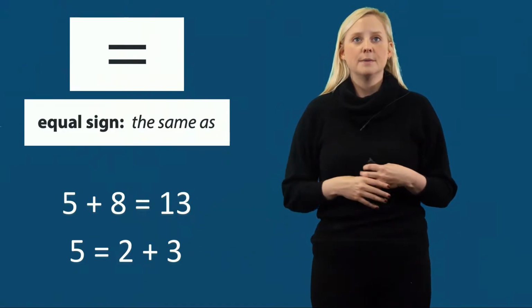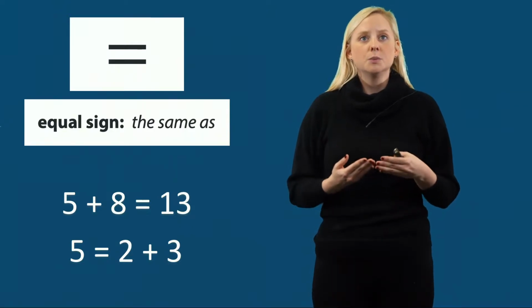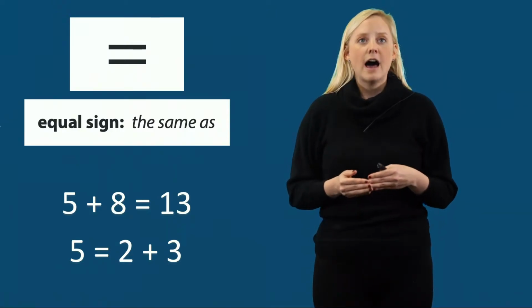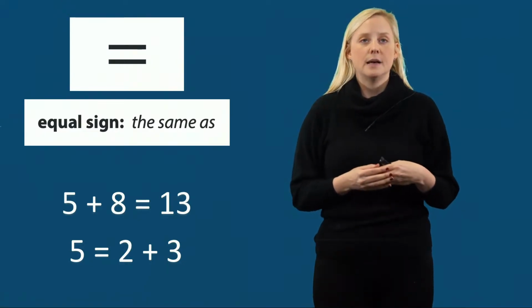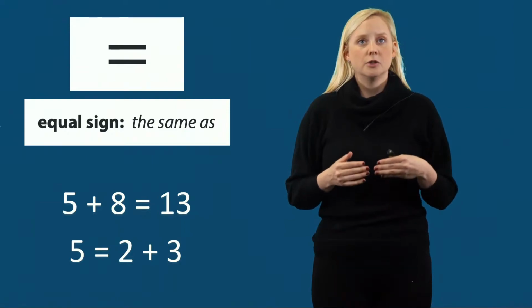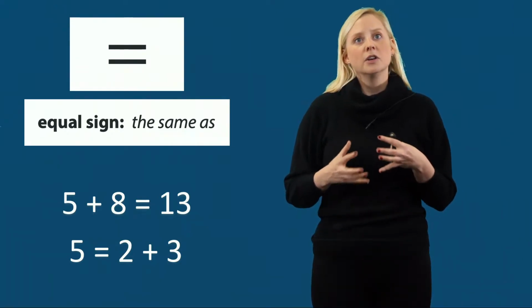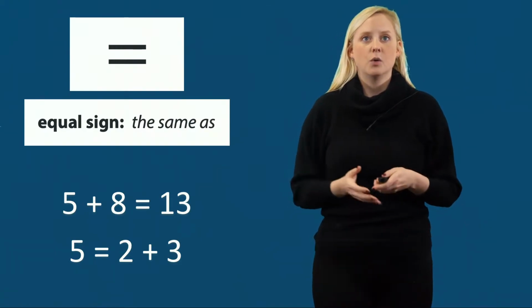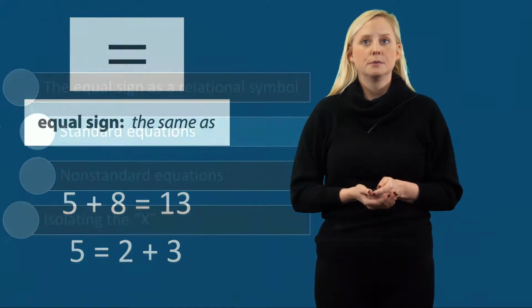With the second example down here, 5 equals 2 plus 3, students would then practice saying 5 is the same as 2 plus 3. Again, 5 is the same as 2 plus 3. It doesn't matter where the equal sign is in the equation, we just teach students to say the same as. So these are activities that fall in our first category, or understanding the equal sign as a relational symbol.